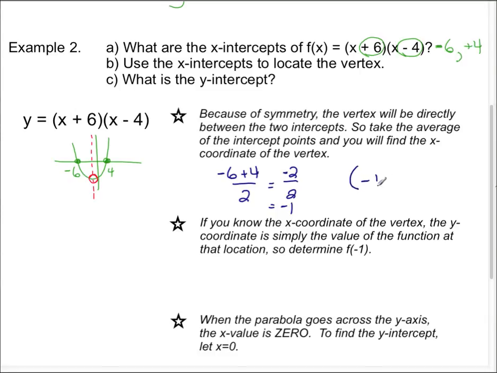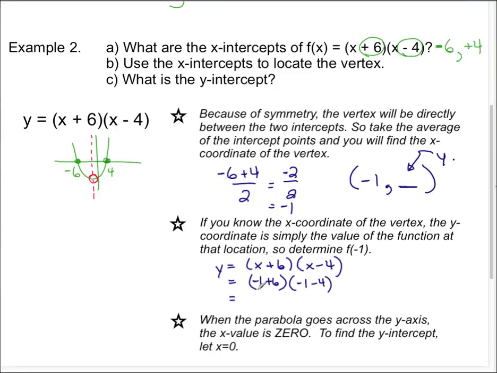So I know that the vertex is -1 comma something. Now I have to figure out that something. This is the y value of the vertex. I don't know what it is. However, I do know that for all x's, y equals (x + 6)(x - 4). So I'm just going to use what I have for x here and now figure out my y. So I'm going to put -1 and add 6. Let's erase that and write -1 again. -1, and we're going to add 6. And then I'm going to take -1 and subtract 4.